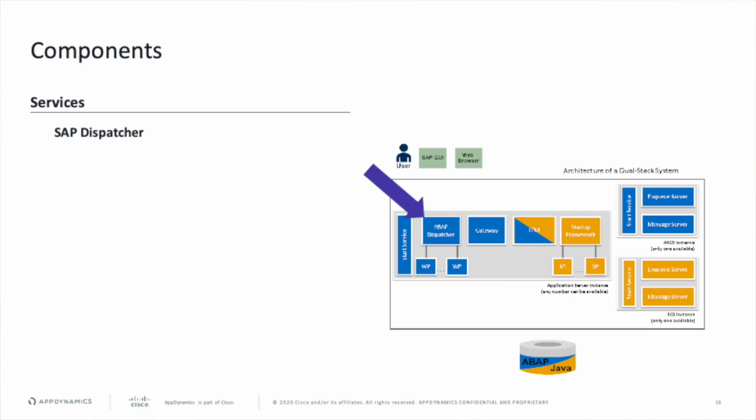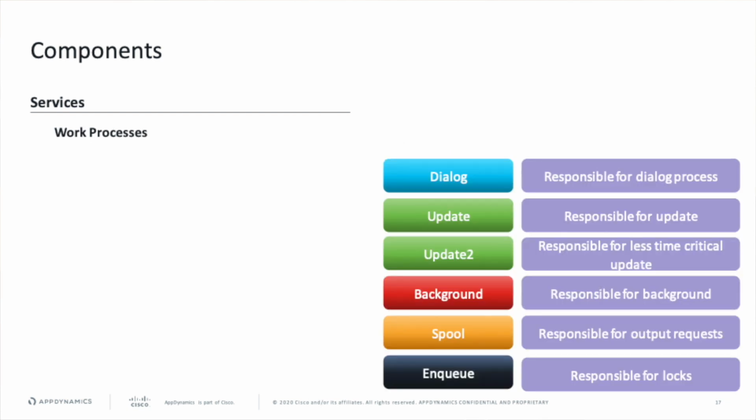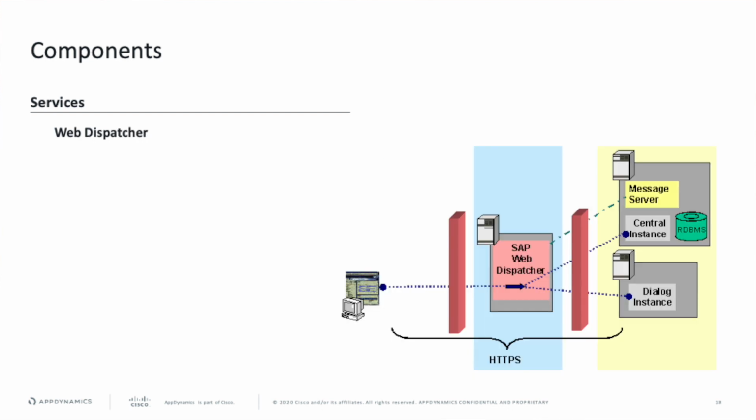Another key component is called the SAP dispatcher. Its job is to handle the user request and find an available work process to execute the program. These work processes are what really get things done, and here you can see the different types and what they're responsible for. These, for the most part, can be changed on the fly depending on the needs of the system. However, to add or remove the total number of them would require a restart. The SAP web dispatcher is basically a load balancer and directs the SAP HTTP traffic. This usually runs on a separate machine somewhere in the DMZ.